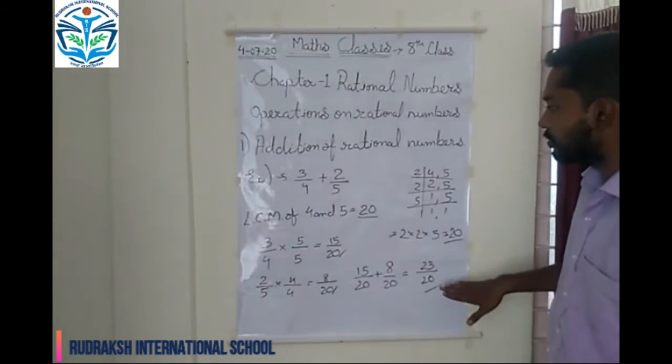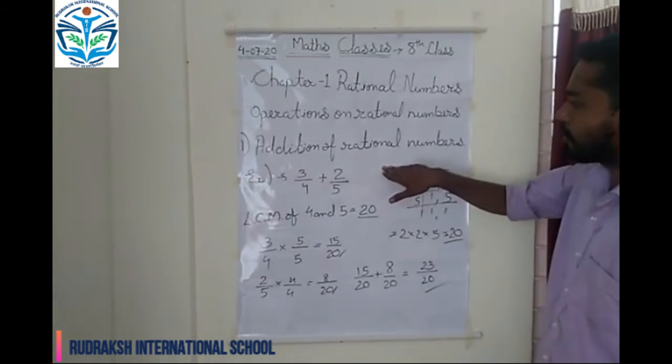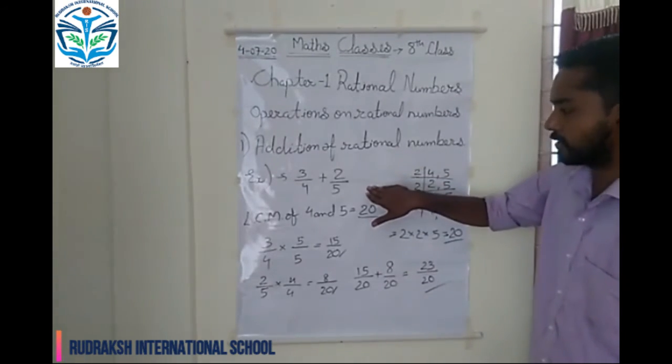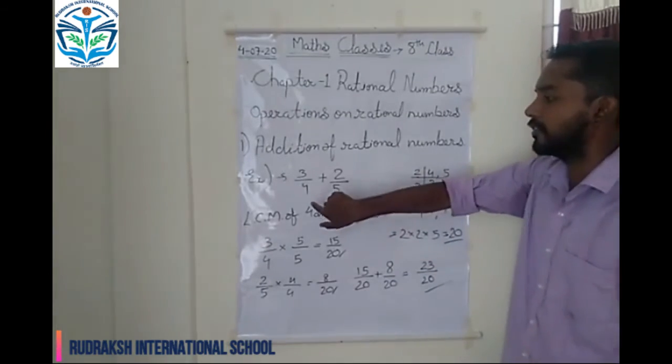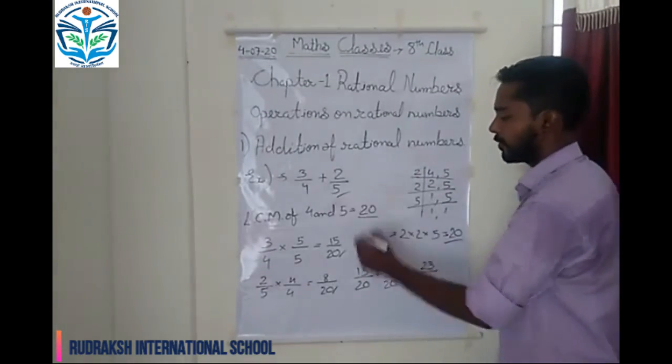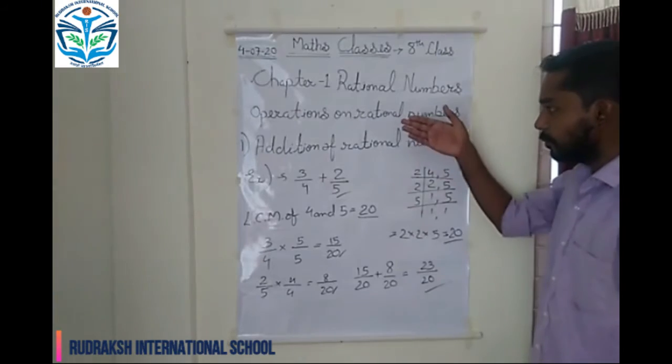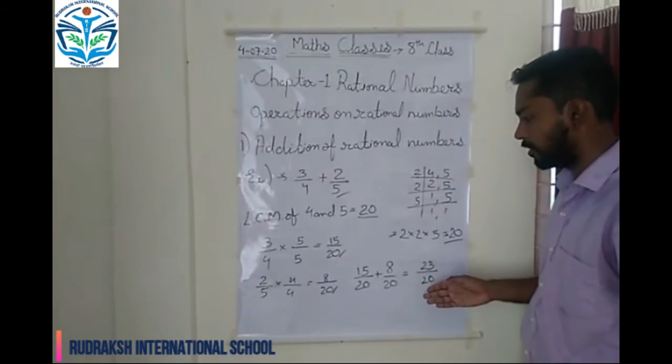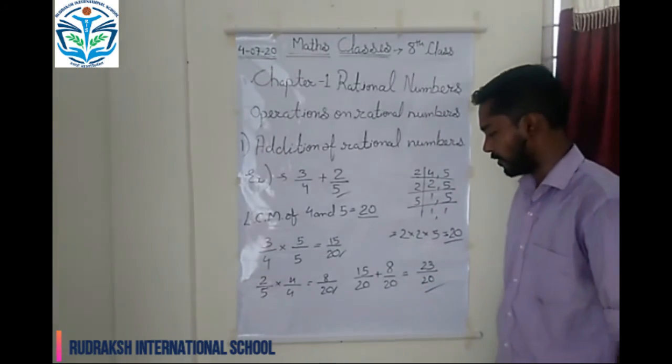Alright students, so this is the method of adding two rational numbers when we are not having the same denominator. So please note down the question and note down the whole solution in your copies, okay?